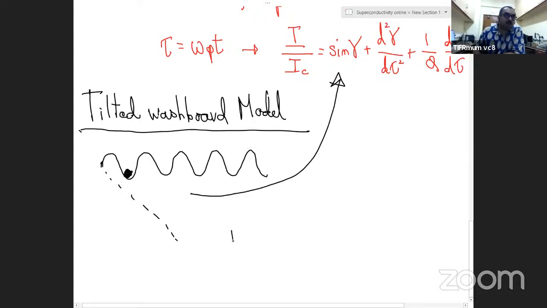And you see that if I is less than IC, then you will always have a stationary solution. If I is less than IC, then the stationary solution will be given by sine gamma equal to I by IC. And then you don't need these two terms. So this is what I call a stationary solution.